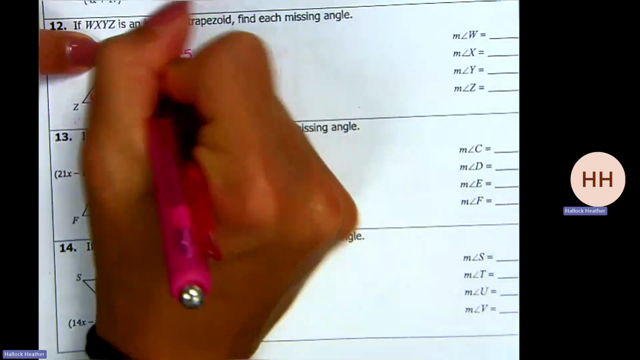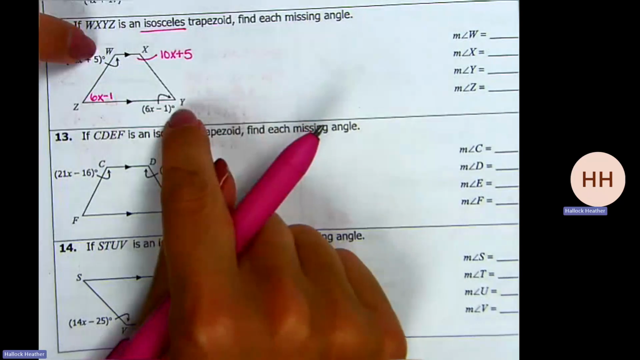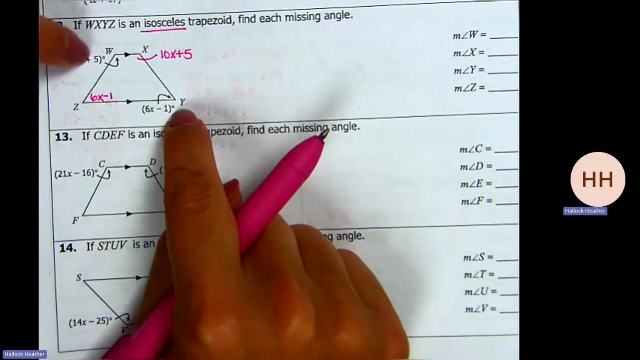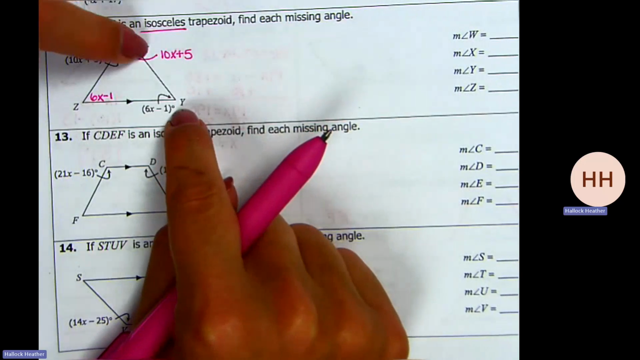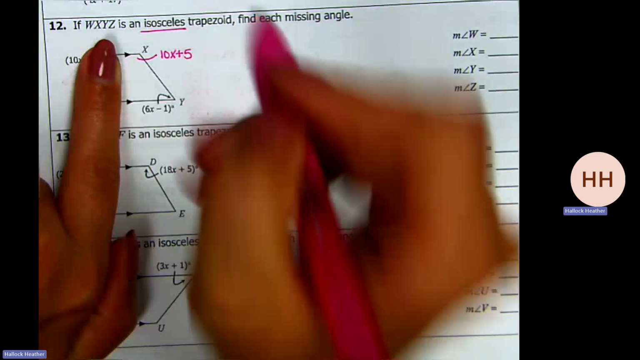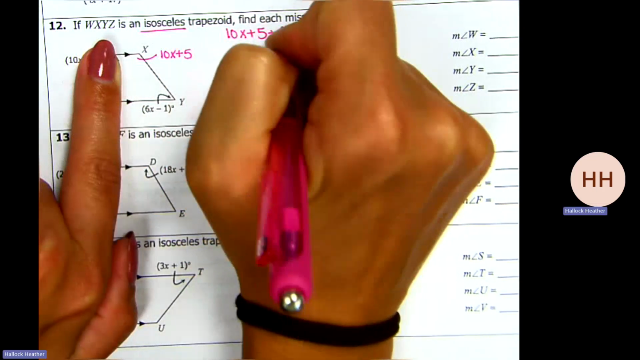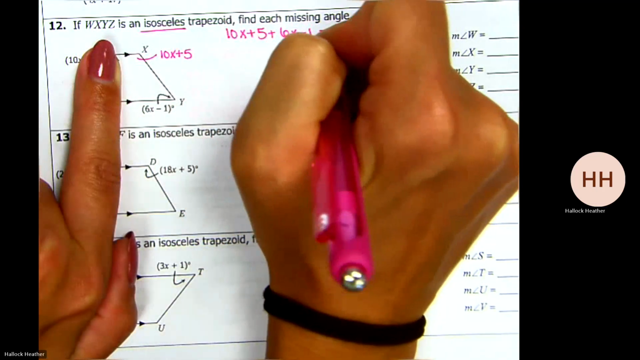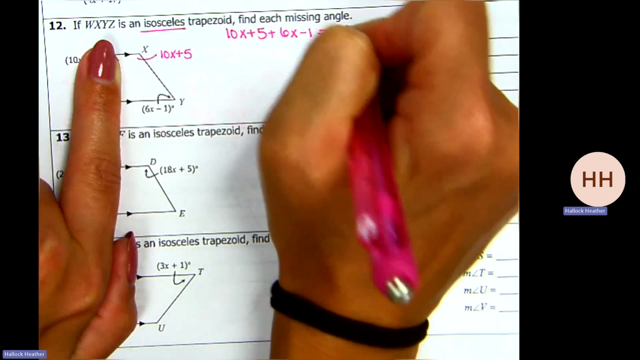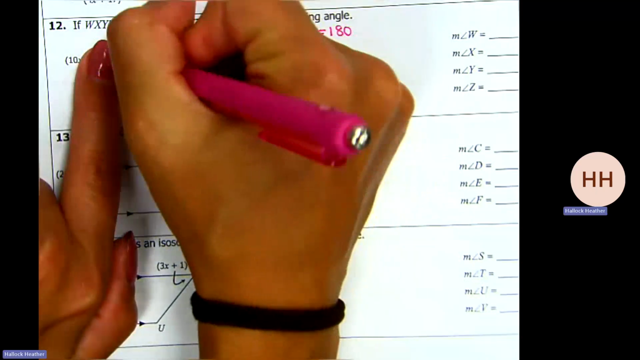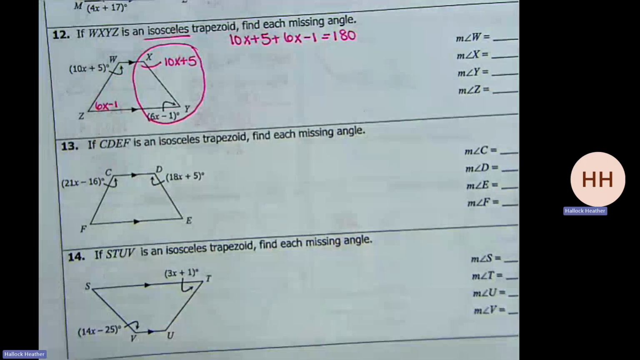If it's an isosceles trapezoid, opposite angles are going to add to make 180. The reason why is because I can take this and move it over here and use that finger trick. So I'm going to add to make 180. So I could say 10x plus 5 plus 6x minus 1 equals 180, because they're on the same side together.